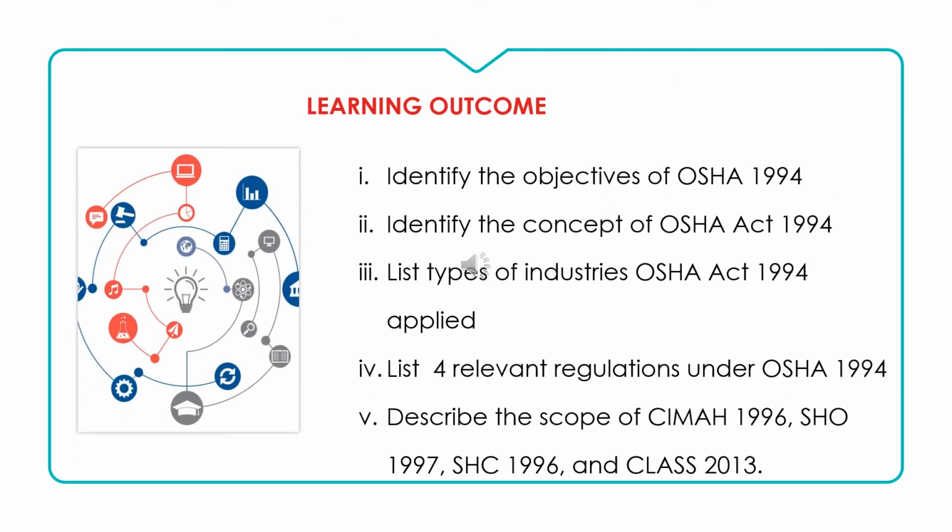The learning outcome of subtopic 2.2, the first one is to identify the objective of OSHA 1994, to identify the concept of OSHA Act 1994, to list type of industries OSHA Act 1994 apply, to list 4 relevant regulations under OSHA 1994, and describe the scope of CIMAH 1996, SHO 1997, SSC 1997, and Class 2013.